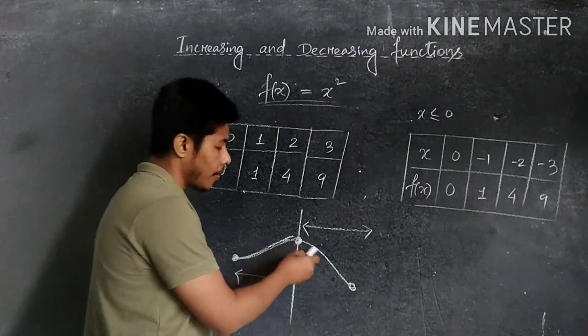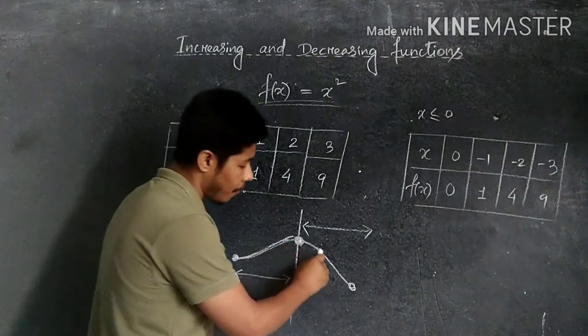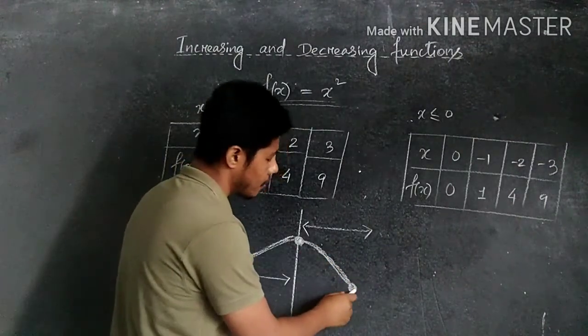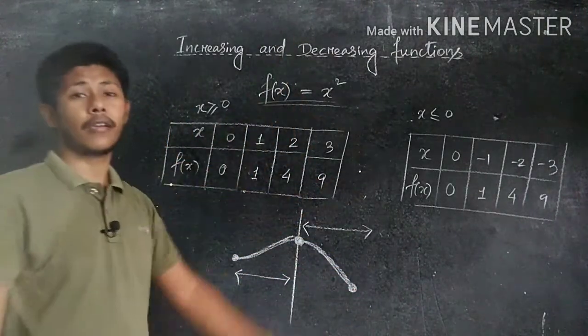And if anyone asks you, on this side, what is the graph doing? In this case we have to take the left hand side point. So the left hand side point is this one, and from here the graph decreases. The graph goes down here, and goes up there.